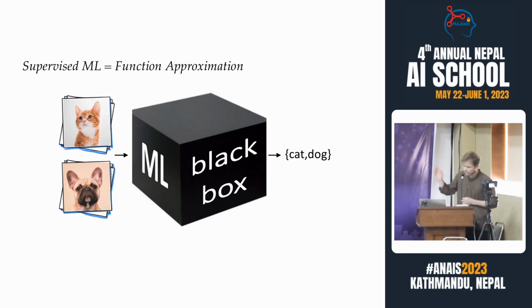In a very simple way, we can think of supervised machine learning as function approximation. For example, you have images of cats and dogs, and you want to classify whether these are cats or dogs. Basically what you want is to develop a model that will be able to solve this task. Often it's called a black box, but as you will see, there are principles that guide the design of these black boxes.